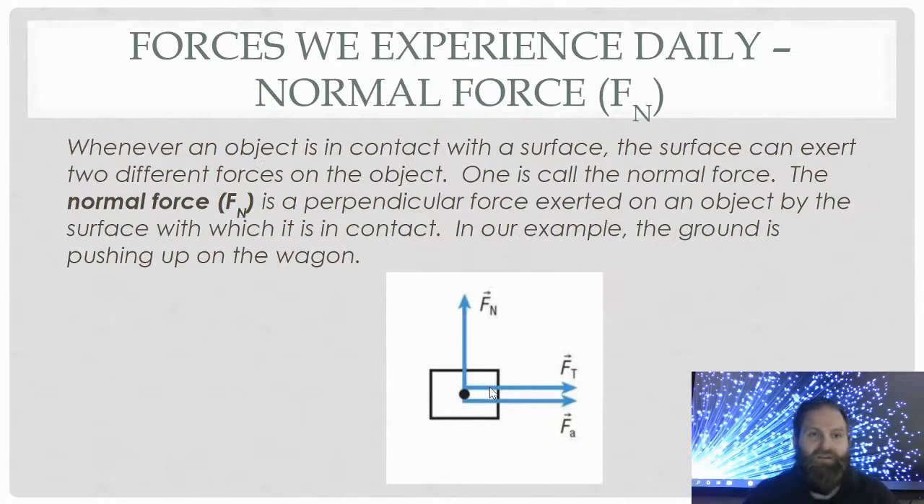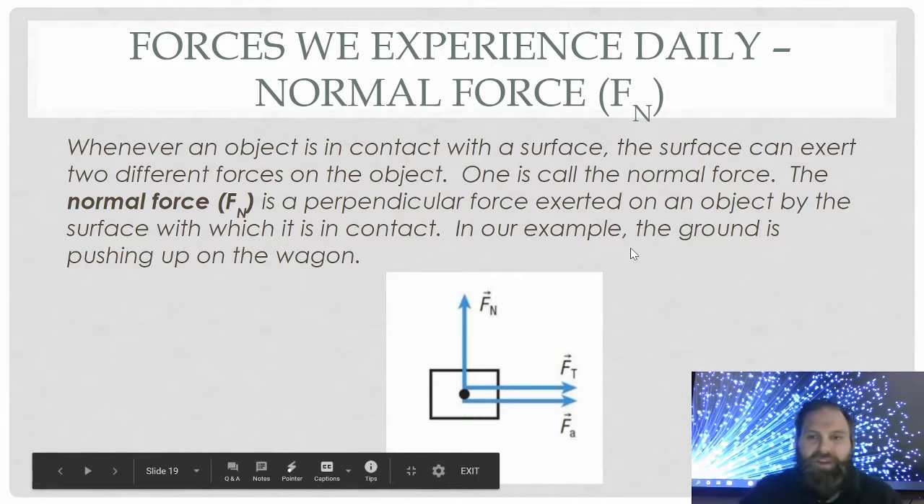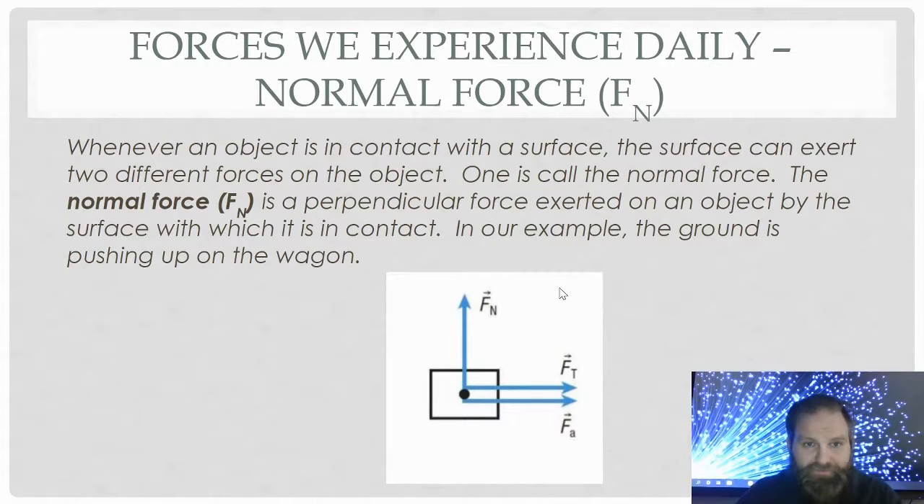Next, we have the normal force, and we're going to talk a lot more about the normal force in coming episodes. It is a force that's perpendicular to the surface that the object is on. If you think about a textbook on your desk, the normal force is going to point straight up. If you have an object on an angle, like on a hill, the normal force is going to be at a right angle to the surface. That perpendicularness is going to become more important in later episodes.